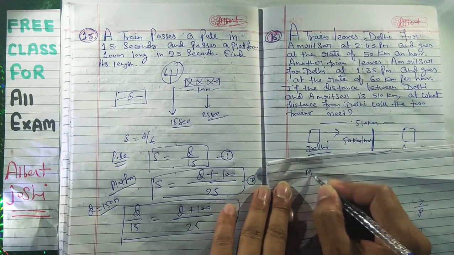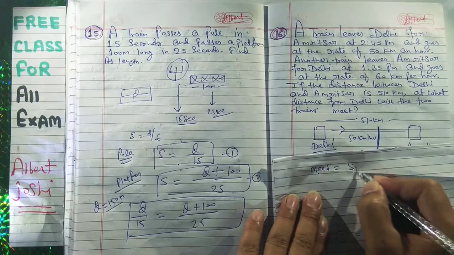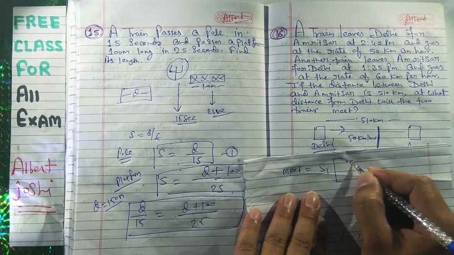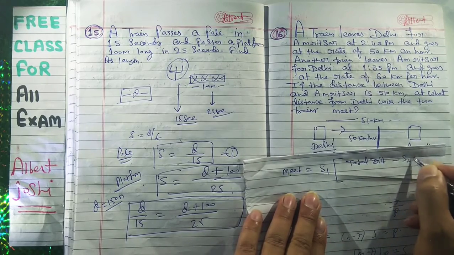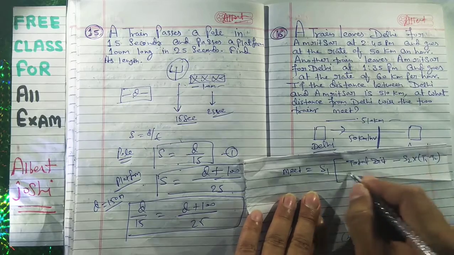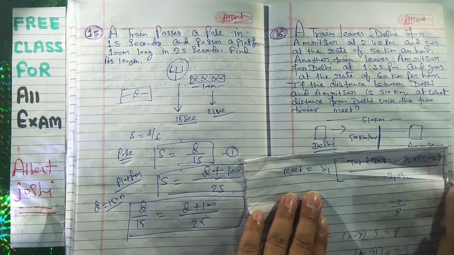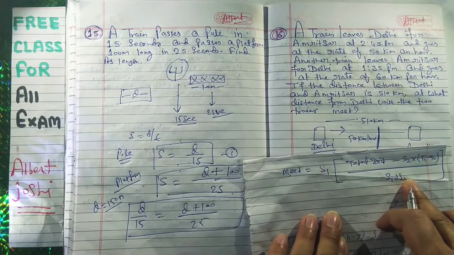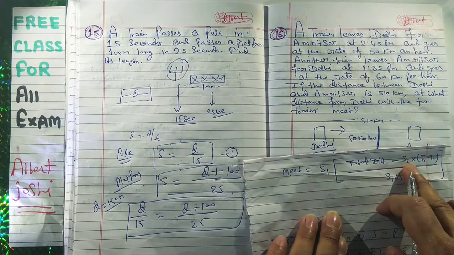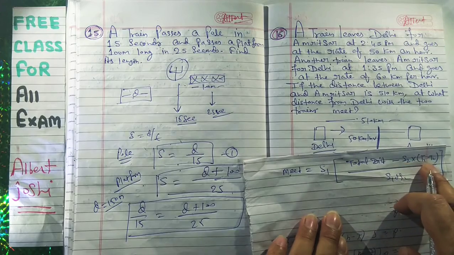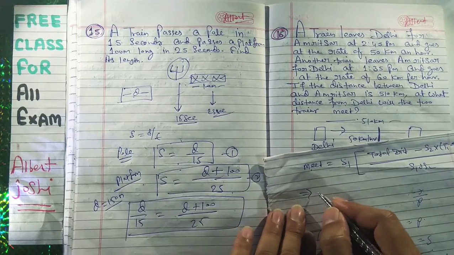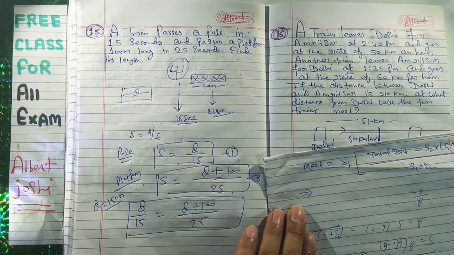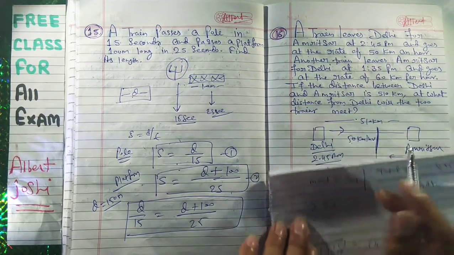So your logic: meet is equal to (S1 into total distance minus S2 into (T1 minus T2)) upon (S1 plus S2). Where S1 is the speed of the first train, S2 is the speed of the second train, and T1 is the time, and T2 is also the time of the second train. So you have to put the value of S1, that is 50.